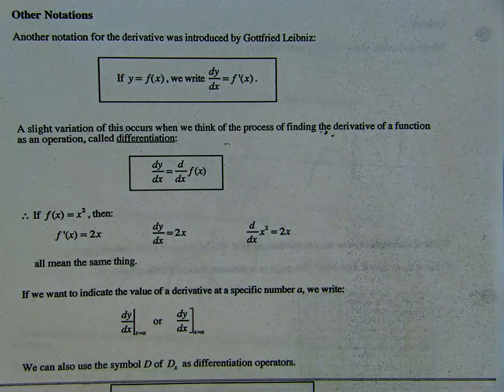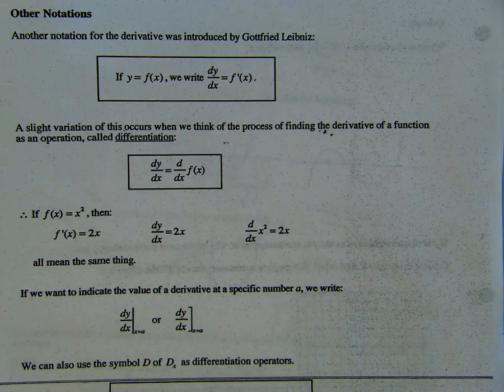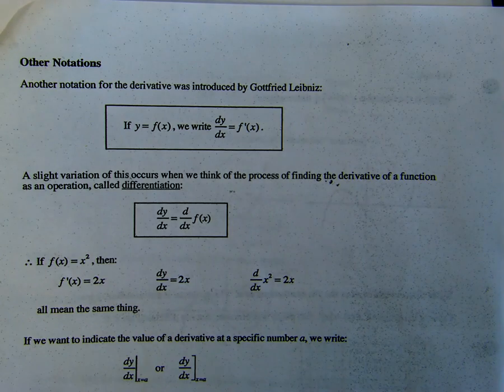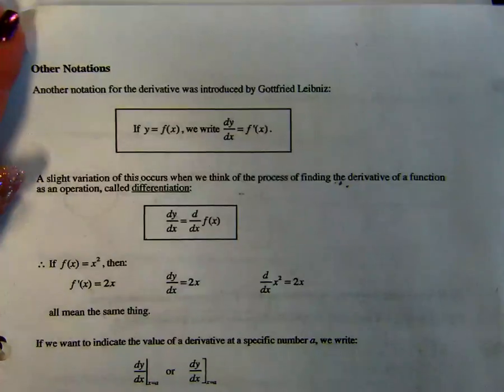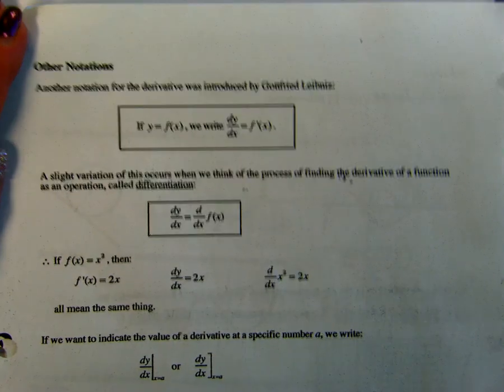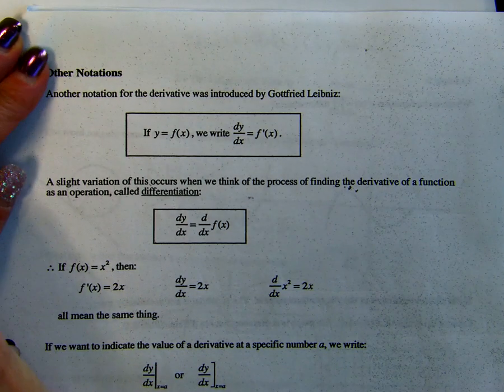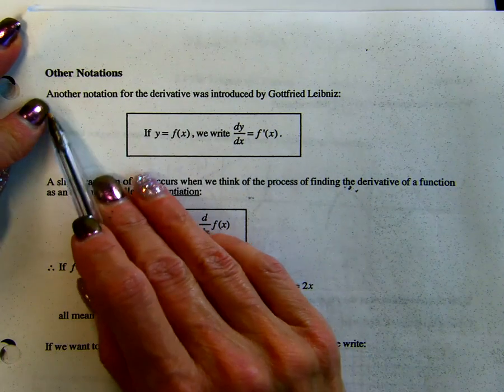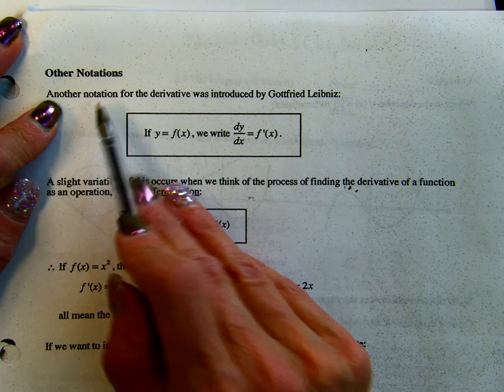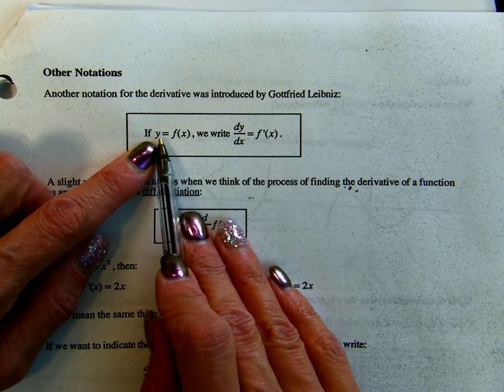Okay, so remember I told you about this controversy between Leibniz and Newton? Well, it's because of the different notations that they had. And as it turned out, the notation that Leibniz used was much easier, and it's what we primarily use. So there's lots of notations for the derivative. Here's the one that Leibniz introduced to us.